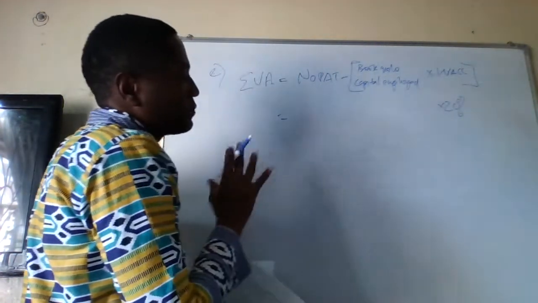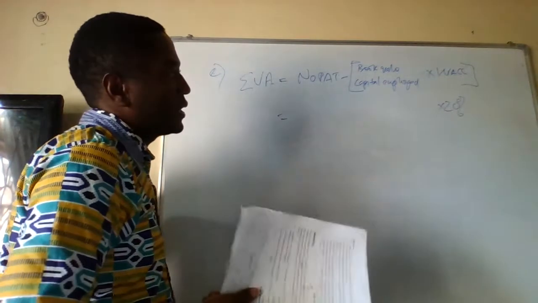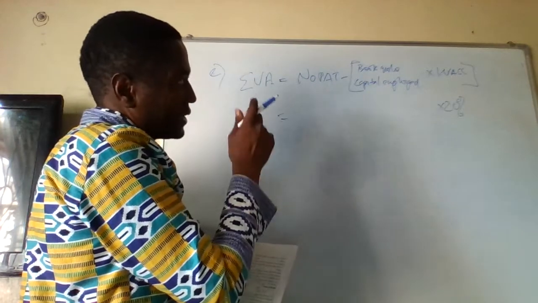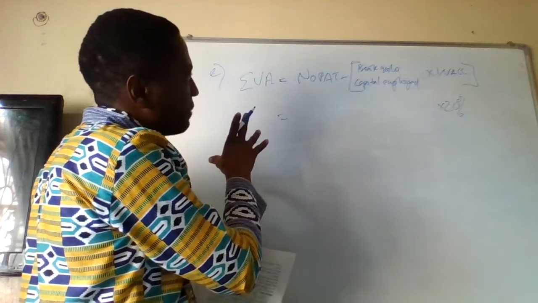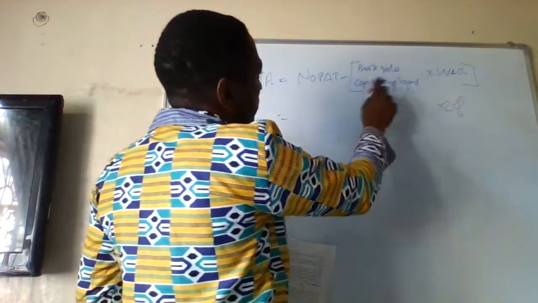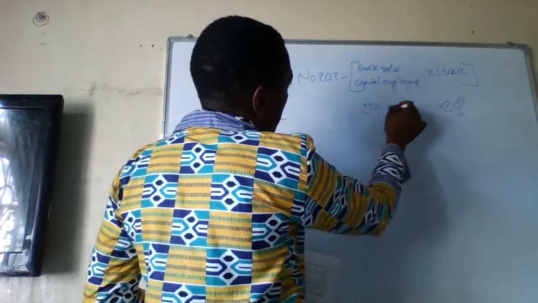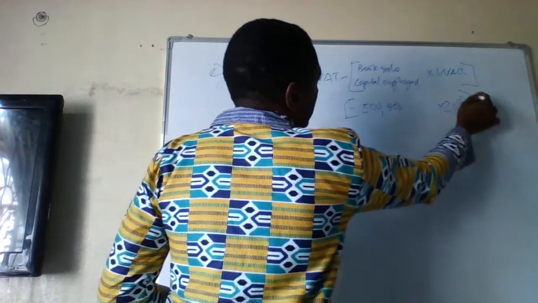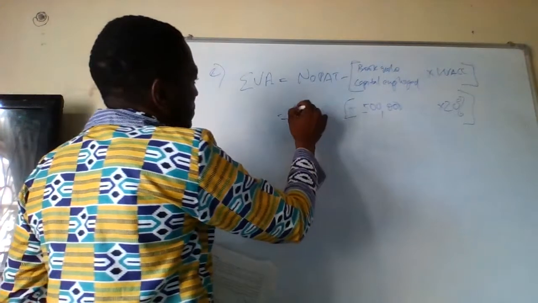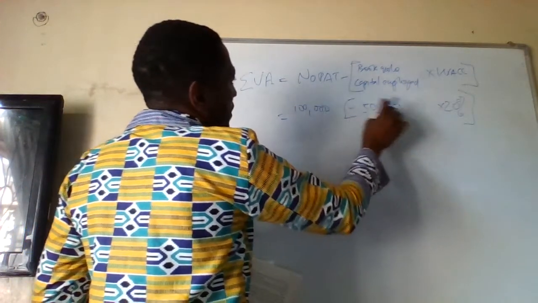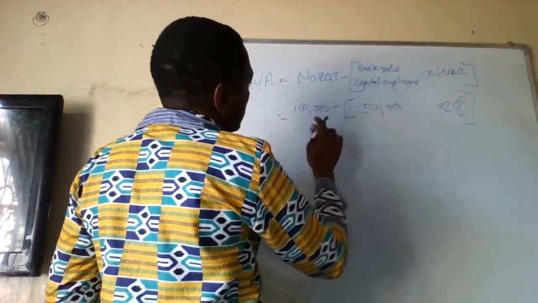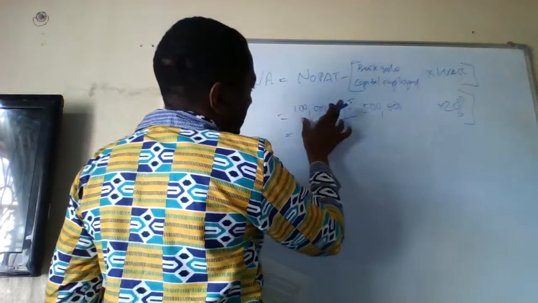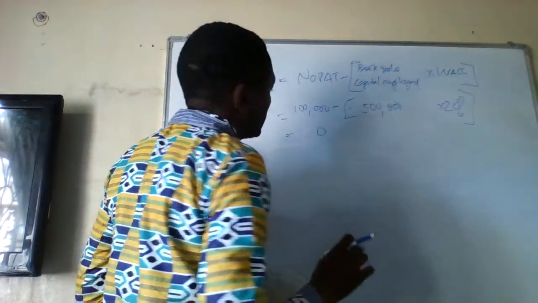Now, the question was supposed to be, you're supposed to calculate WACC. WACC was supposed to be given, but you're supposed to calculate it. You can prove that there was a typing error in this question, because the book value was given as 500,000. If you take 20% of 500,000 and net that with the net profit after tax, which was given as 100,000, you are going to have 0, because 500,000 multiplied by 20% is 100,000, and 100,000 minus 100,000 is 0.